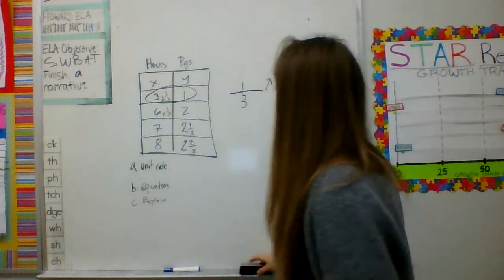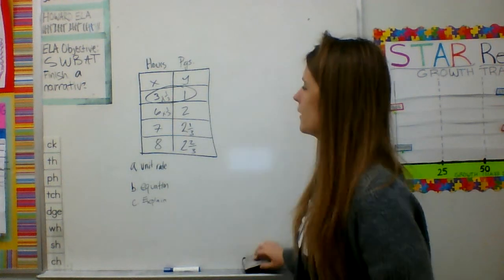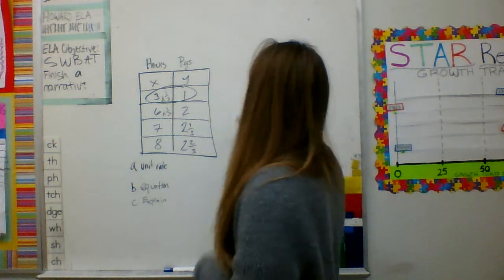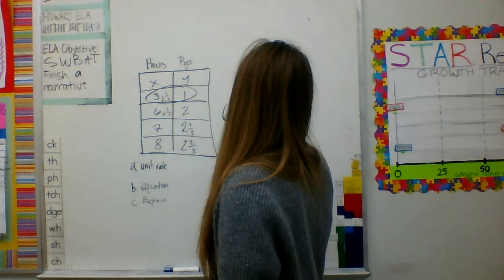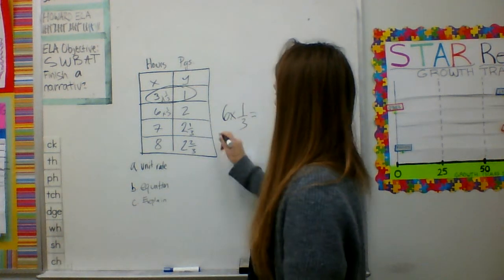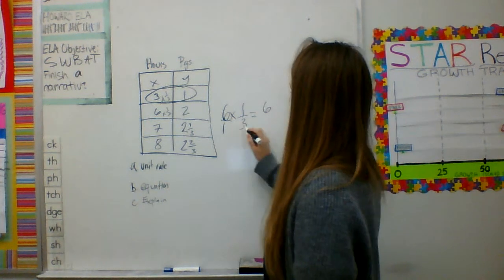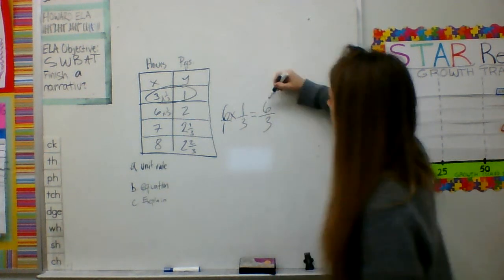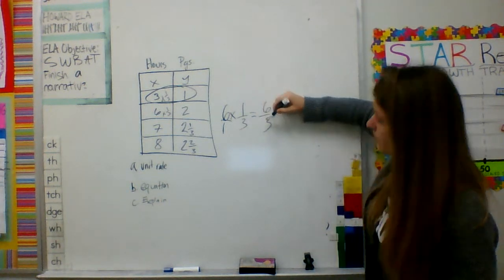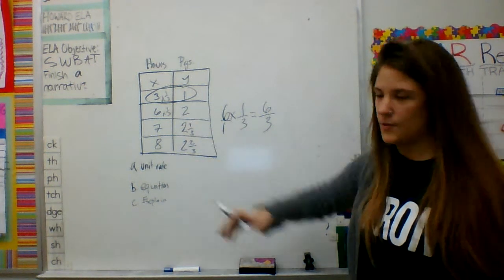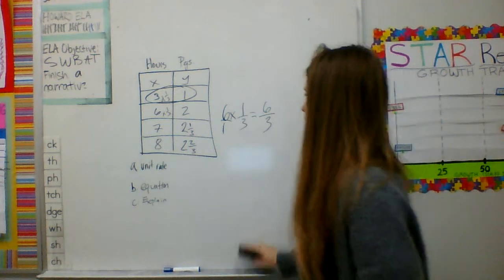And we can test it. So let's test it for this second one. 6 times 1/3 is 2. 6 times 1 over 3. 6 can be rewritten as 6 over 1. 6 times 1 is 6. 1 times 3 is 3. 6 divided by 3 is 2. So each of these is times 1/3.